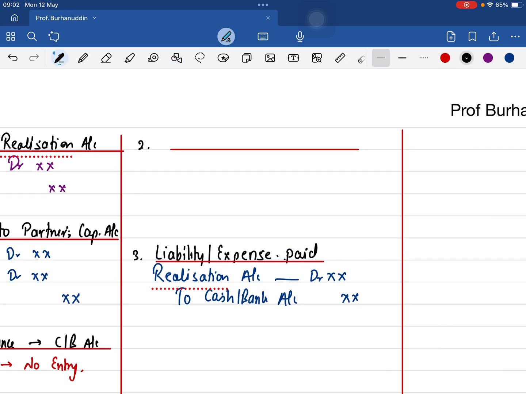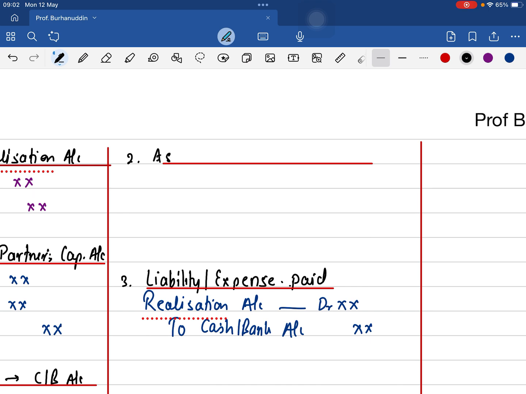What if I tell you that the asset is taken over by partner? Now, you and me are doing a business. We have two ACs. We are dissolving the firm and the AC is quite good, in a good condition. So you took one AC, I took one AC.